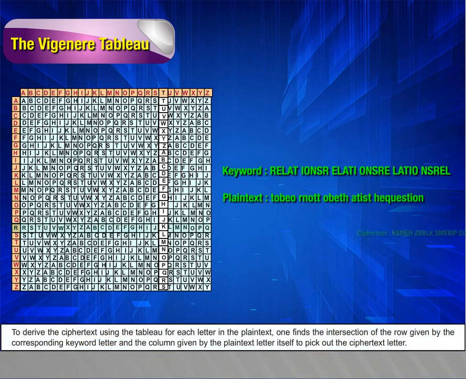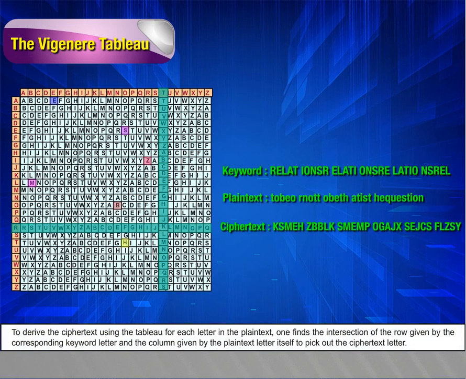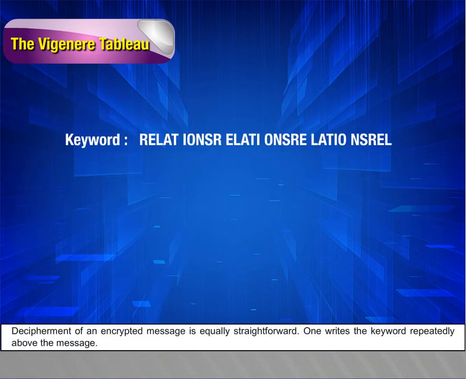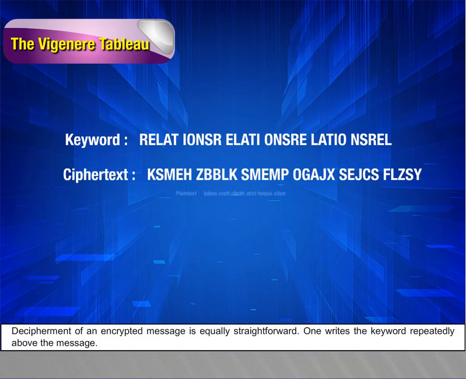To derive the ciphertext using the tableau, for each letter in the plaintext, one finds the intersection of the row given by the corresponding keyword letter and the column given by the plaintext letter itself to pick out the ciphertext letter. Decipherment of an encrypted message is equally straightforward. One writes the keyword repeatedly above the message.